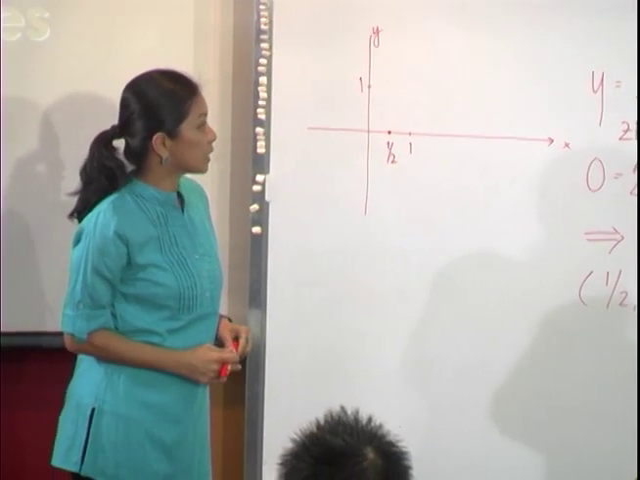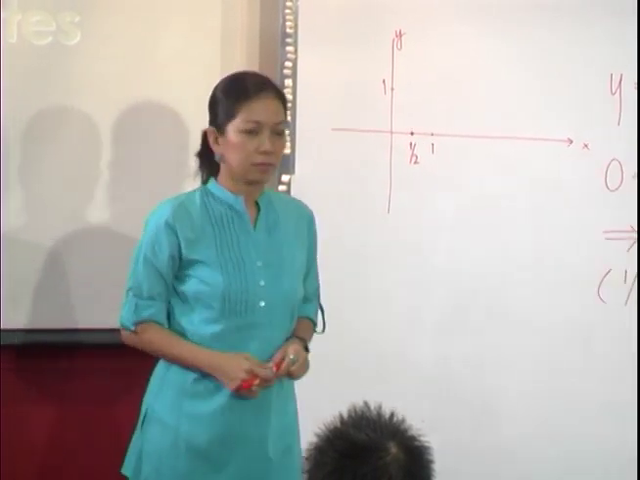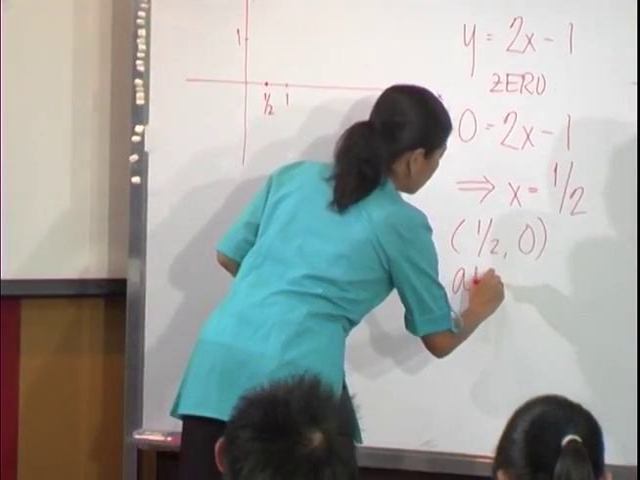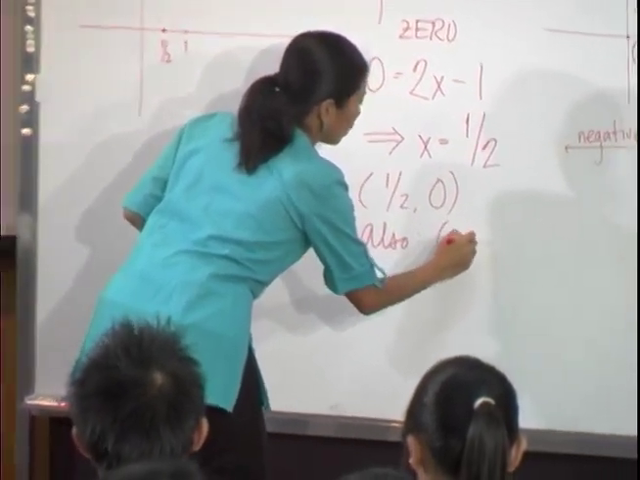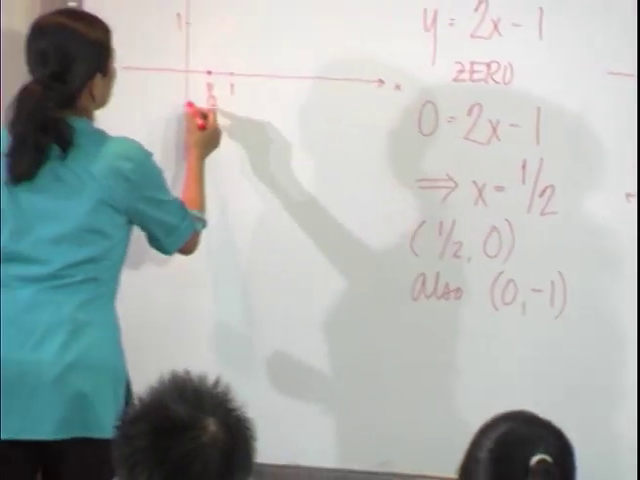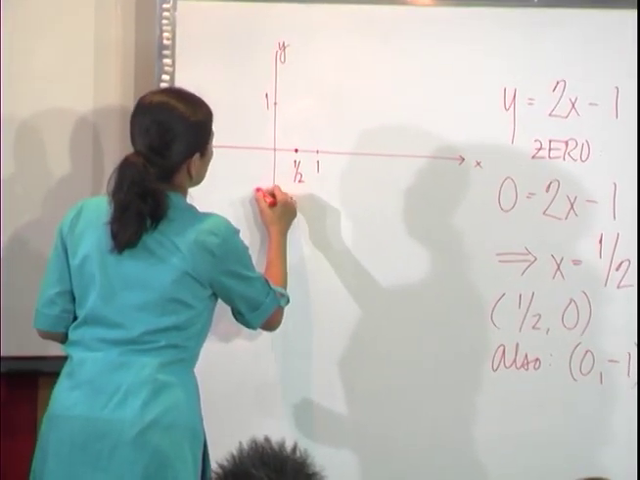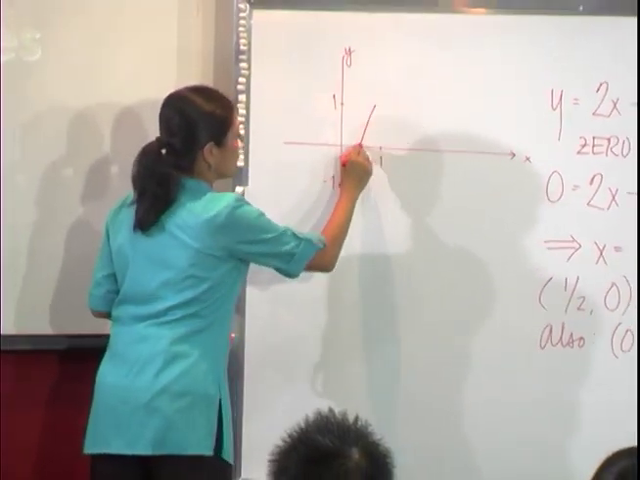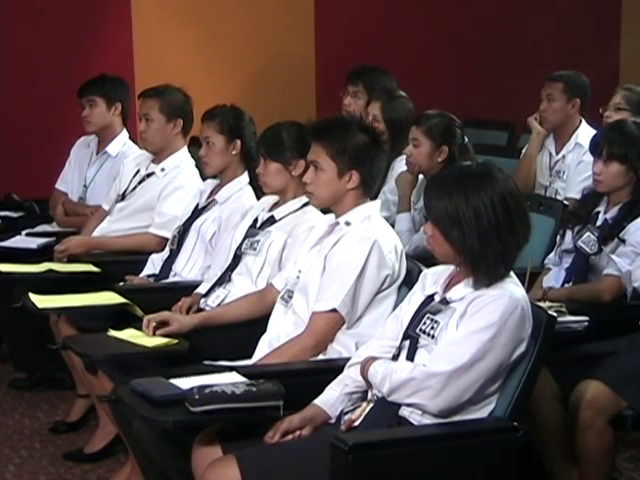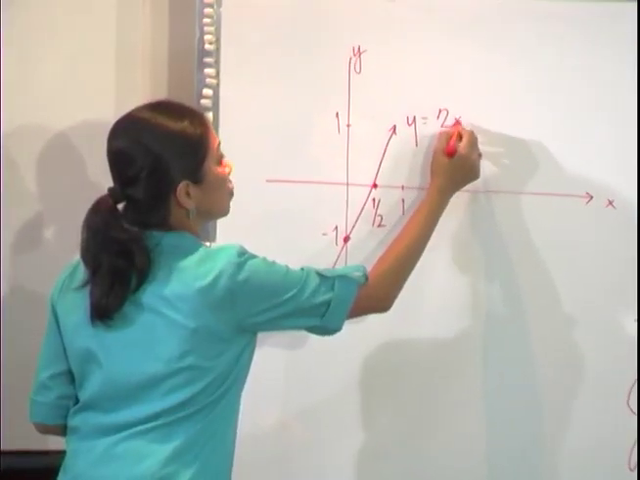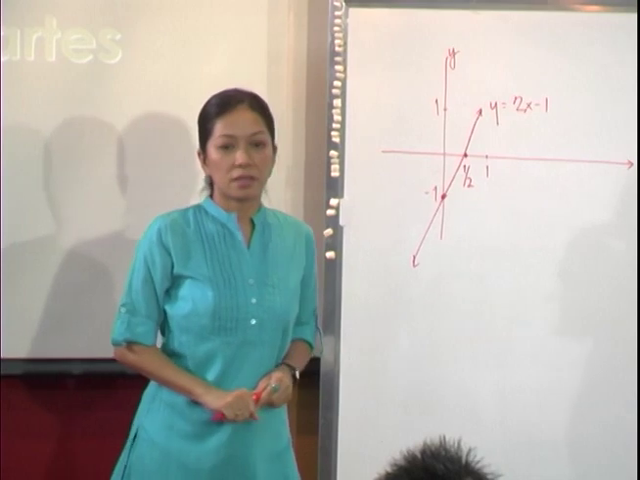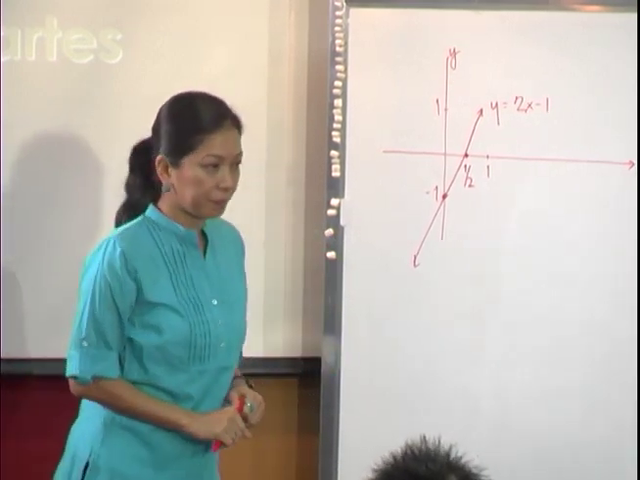How about if x is equal to 0? Okay. If x is equal to 0, y is -1. Okay. So you have -1 down here. That's another point, and that's enough for us to construct the line. Okay? This is the line, y equals 2x minus 1, and its 0 is at x equals 1/2.